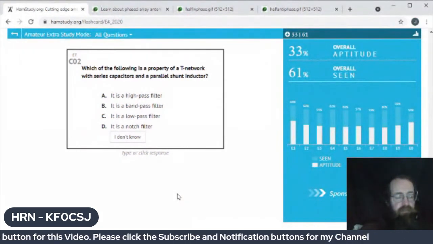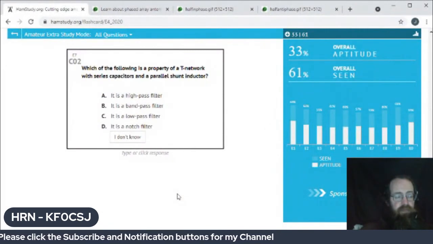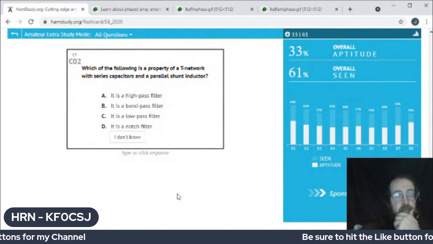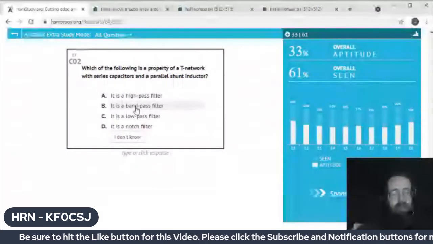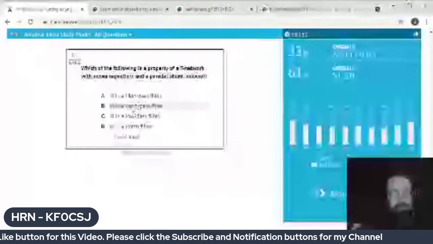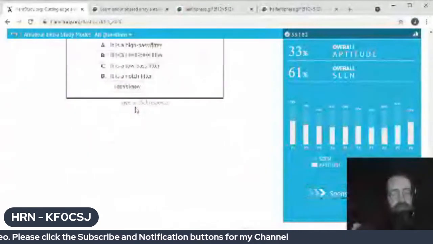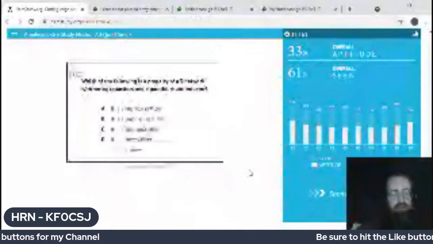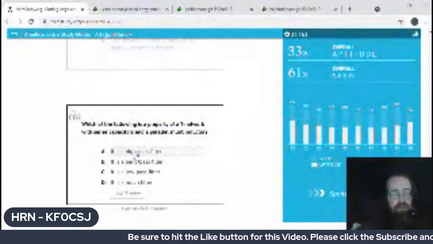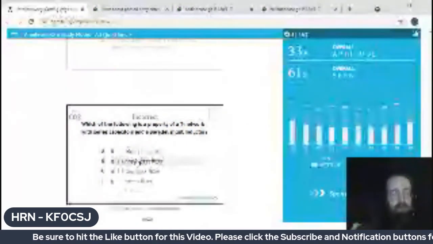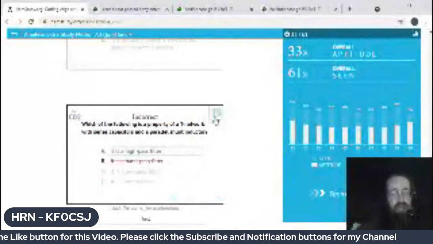I do not know. I'm going to guess band pass filter. Nope. It is a high pass filter.